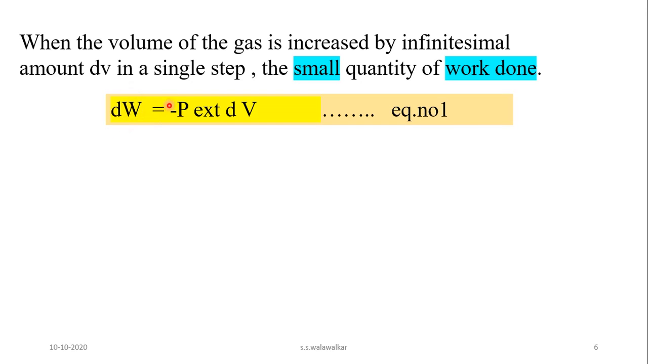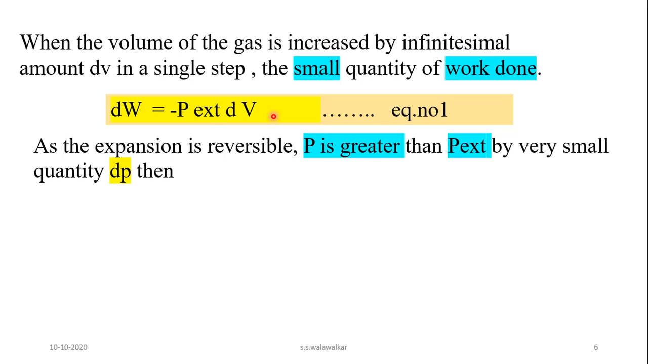So dW is equal to minus P external into dV, where dV means a small change in the volume. So dW is equal to minus P external into dV. That is the work done in a single step.